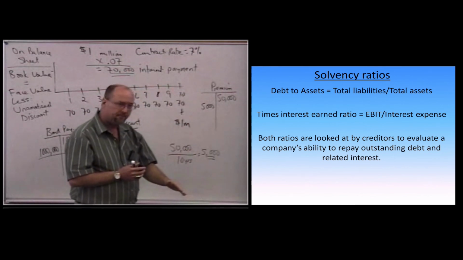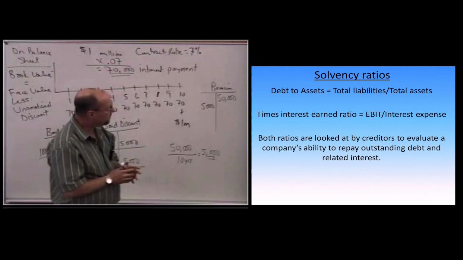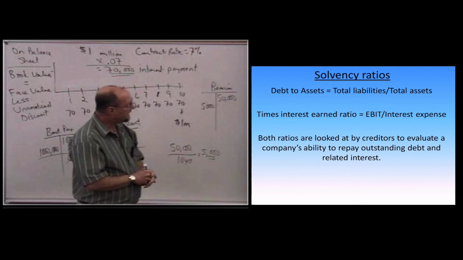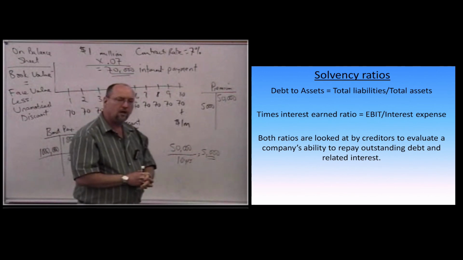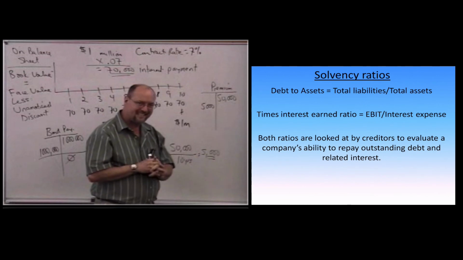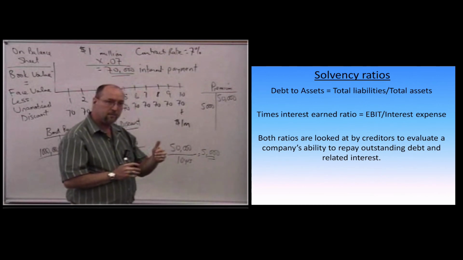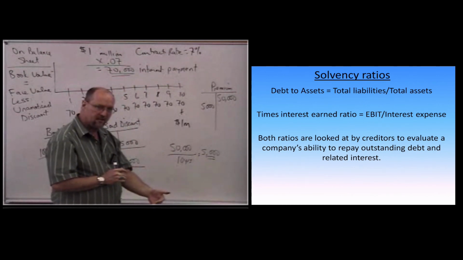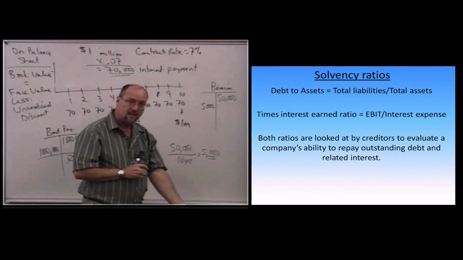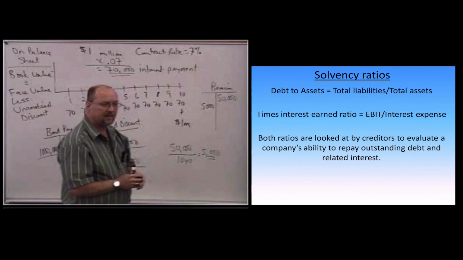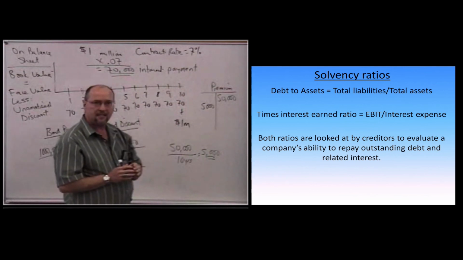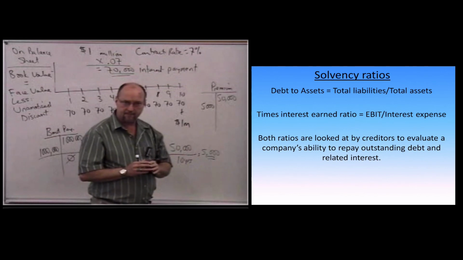The second ratio, the times interest earned ratio, is EBIT, which stands for earnings before interest expense and tax expense, earnings before we subtract interest expense and before we subtract tax expense, divided by my interest expense. Now, EBIT most commonly is your operating income.